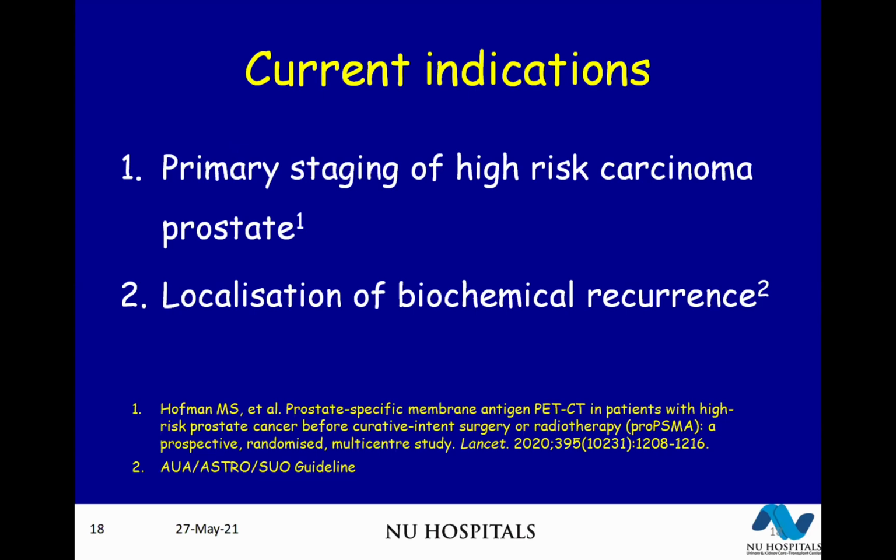So this is the basic about the ligands and the radiotracer and the technique and acquisition reporting. Coming to the indications, currently where we can use the PSMA PET scan. We discussed it as localization of the biochemical recurrence, but now the trend is shifting towards primary staging also, especially in case of a high-risk prostate carcinoma.